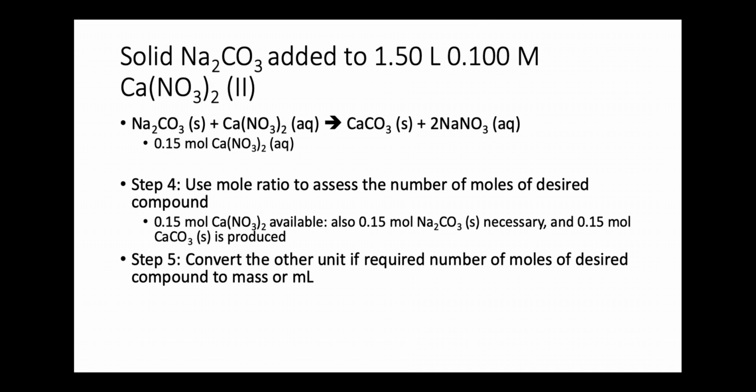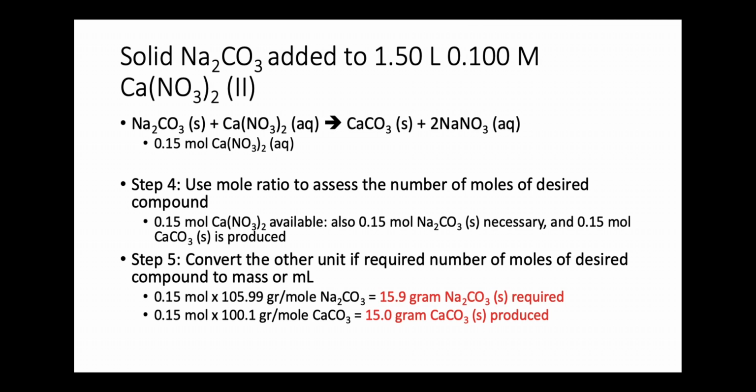Step 5, convert it back to mass or milliliters. So for the sodium carbonate, I have 0.15 mole, that's what I need. The molar mass is 105.99. When I multiply these two, that means I need 15.9 grams of sodium carbonate. That's required for this reaction. And for my precipitate, I just found out I get 0.15 mole. I multiply with the molar mass of calcium carbonate, that's 100.1, and then my result is a precipitation of 15.0 grams calcium carbonate. That's the first example, working with stoichiometry on solutions.